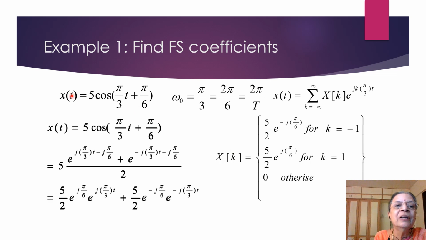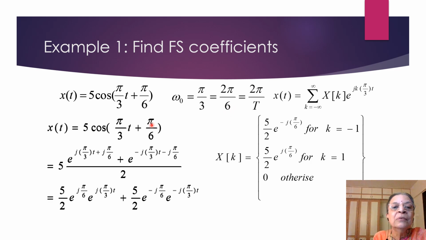So let us say we are given x(t) equal to 5 cos of (pi by 3 t plus pi by 6). This pi by 6 is a constant and it is just a cos term. Now what is the fundamental period that we want to calculate? So compare this with 2 pi by T. 2 pi divided by capital T is your omega. So omega 0 is pi by 3. I can write it as 2 pi by 6. So what is capital T? Capital T is 6.